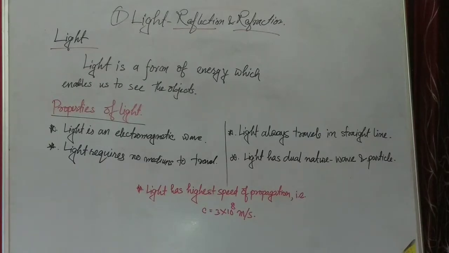The main property of light is that light has a very high speed of propagation. That speed is 3 into 10 to the power 8 meter per second, and nothing can move at this speed. Always remember that nothing can move at this speed. So these are some basic properties.